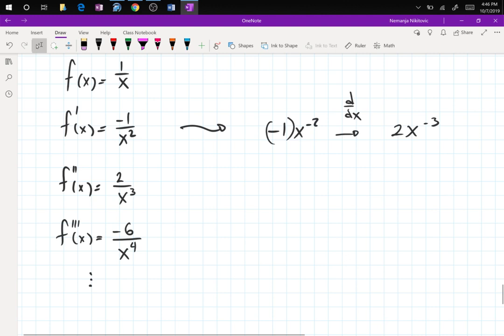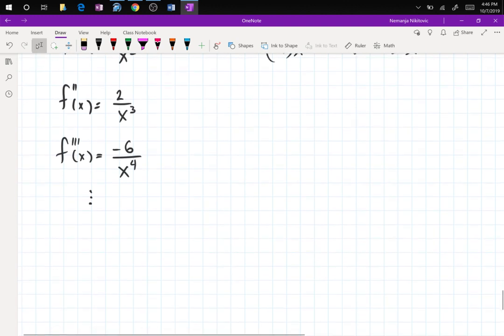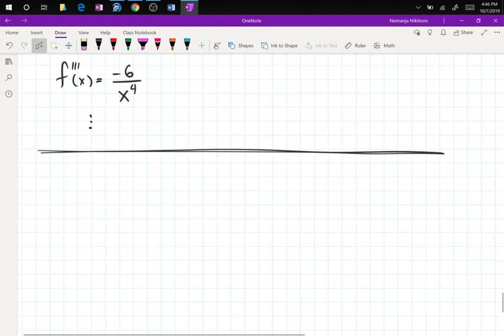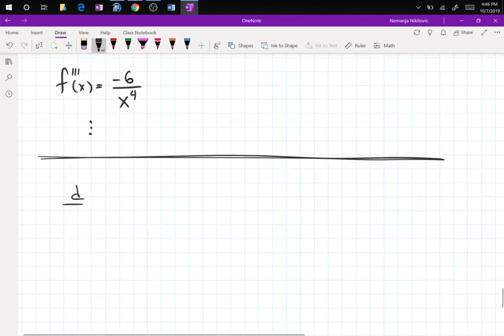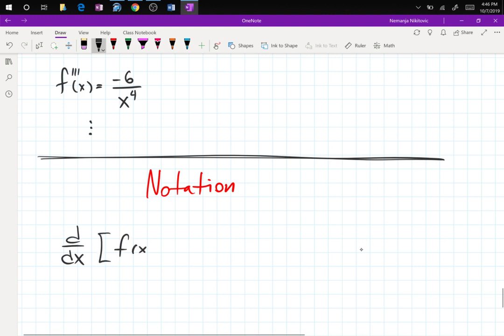Now, before you freak out with the notation, I have to show it, because you will run into the notation in the homework, right? So you want to know it when you see it. So the notation I have been using so far, let's put a title. Notation. Notation I have been using so far, d dx of f of x gives me f prime of x.